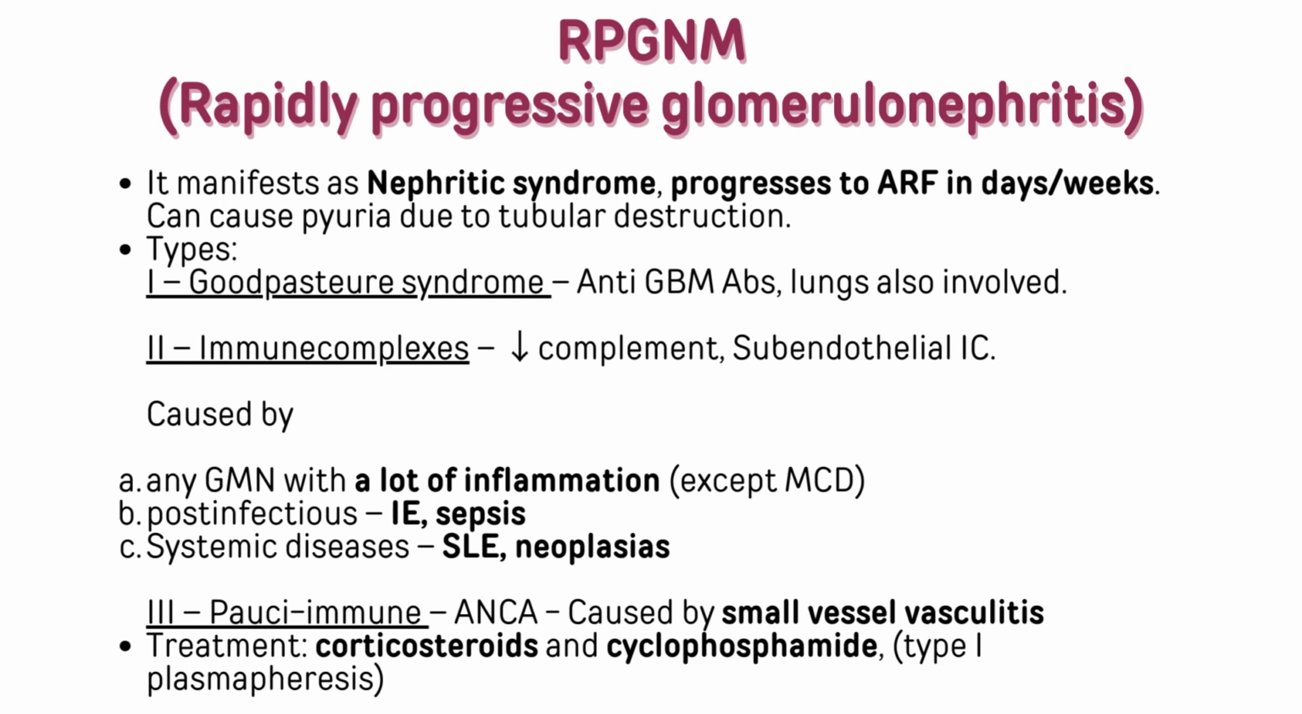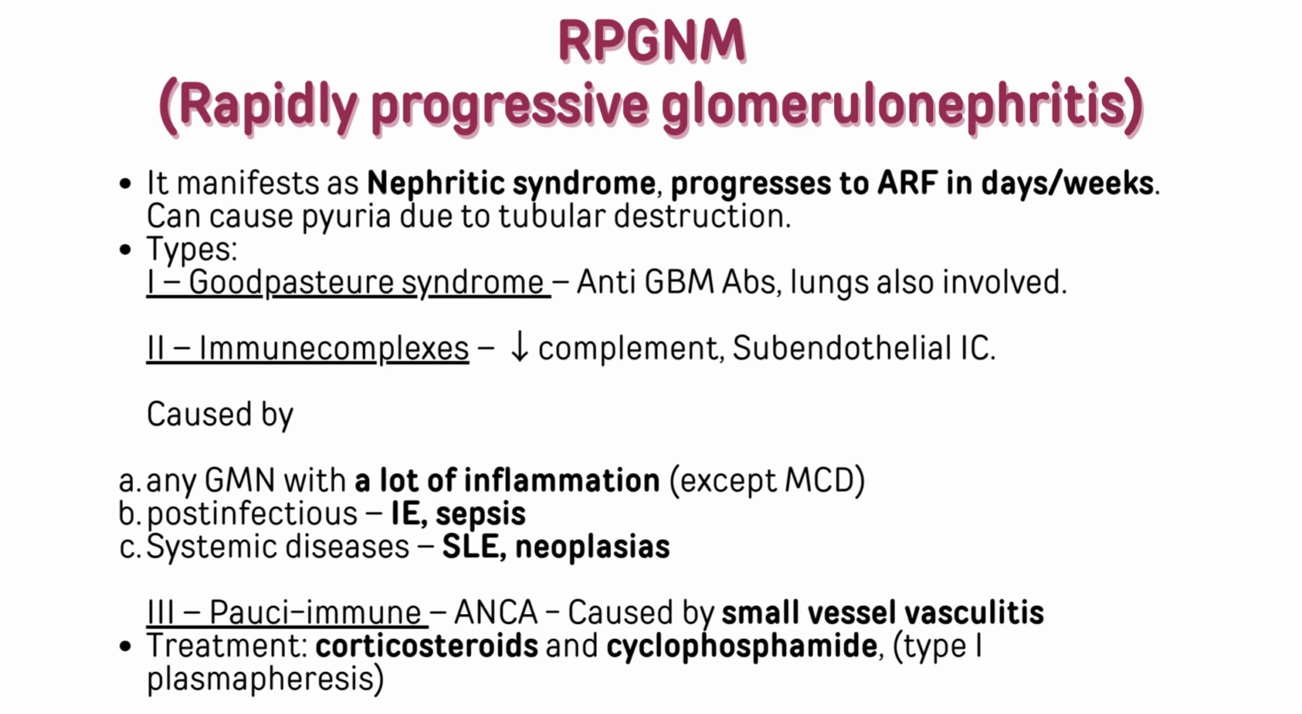Second type is immune complexes. It has decreased complement and subendothelial immune complexes formation. It is caused by any glomerulonephritis with a lot of inflammation, except minimal change disease, or post-infection after infective endocarditis or sepsis. Interestingly, shunt nephritis, a secondary cause of glomerulonephritis, manifests as this type.